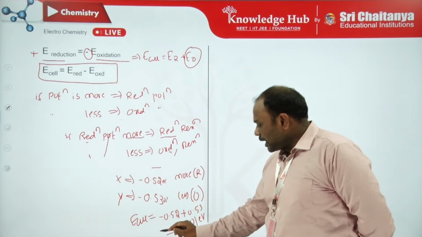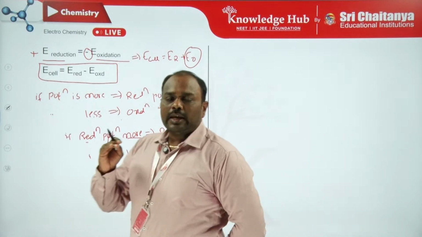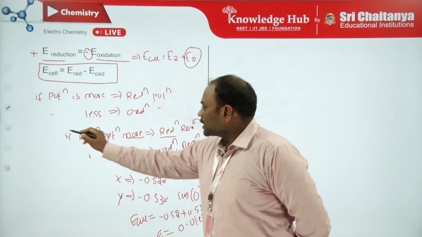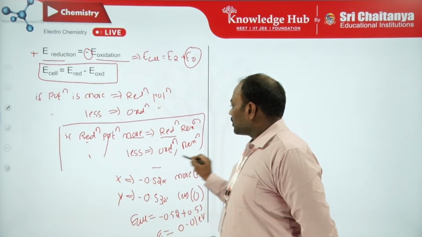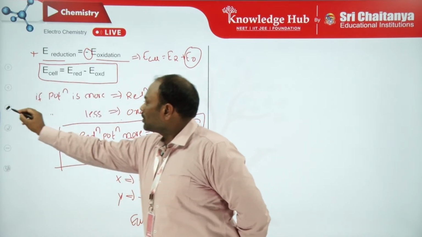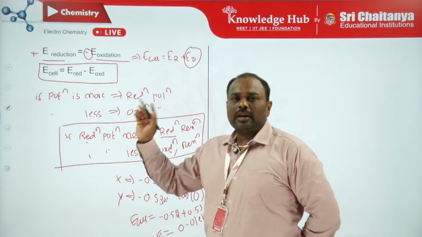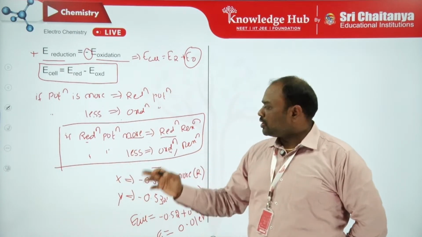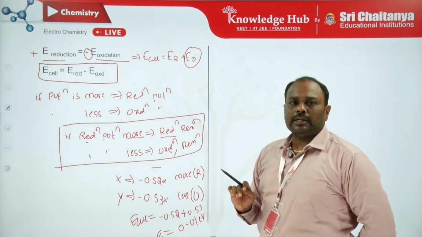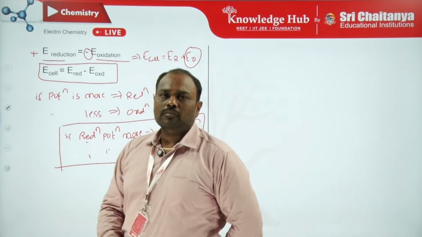So the electrode potential value of the cell is always positive, not negative. To get a positive electrode potential, we choose it this way. Whatever values are given, the highest value undergoes reduction and the lowest value undergoes oxidation. In this way we calculate the electrode potential of the cell.